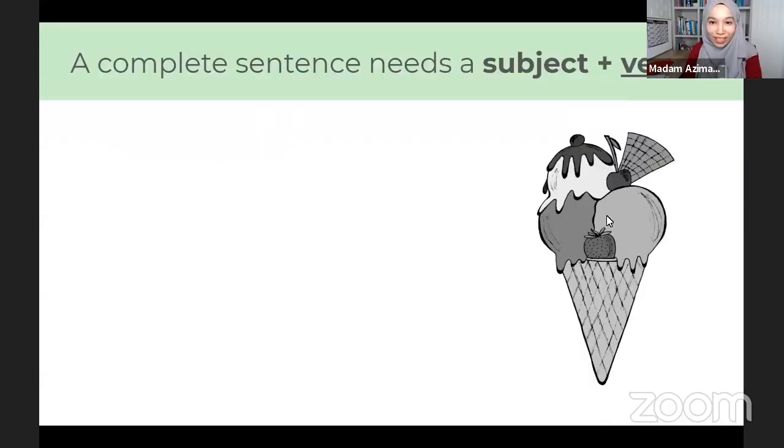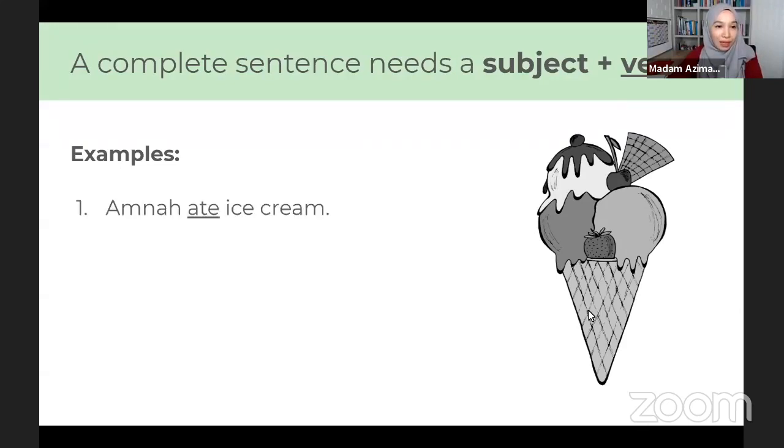All right, so are you guys ready? You're going to go straight. Ready, okay? So the first thing I want you to understand is a complete sentence needs a subject and a verb. So I've got a picture of an ice cream there because I've got several examples. So let's take a look at this example. Amna ate ice cream. So where's the subject? Amna. Where's the verb? Ate. And then the rest, ice cream, object. Simple.